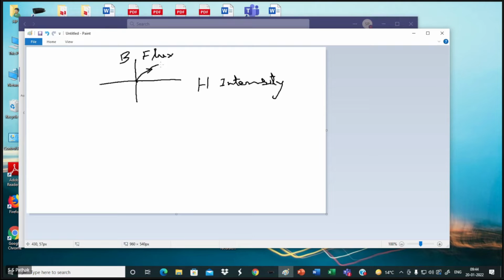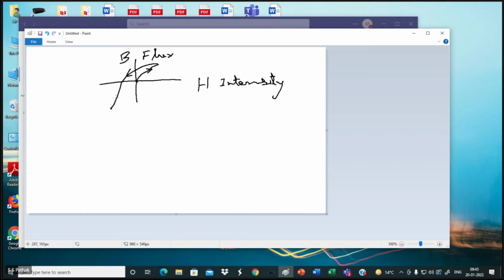Now the current is stopped or reversed. It will not follow the same path. That is the property of the electromagnet. It is coming something like this, it is falling over here, and now it is going below like this. This is the return path.